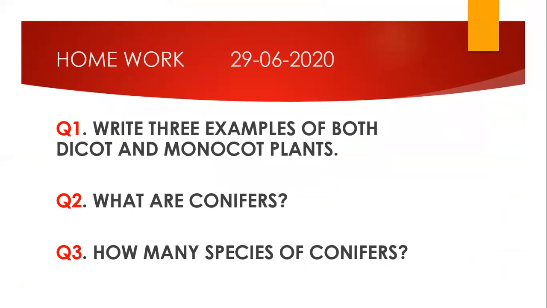Now, dear students, this is the homework for today. Question number one is to write three examples of both monocot and dicot plants. You have to write an example of each. First of all, write the heading of dicot and then the heading of monocot. You can search from your book and also take help from the internet.